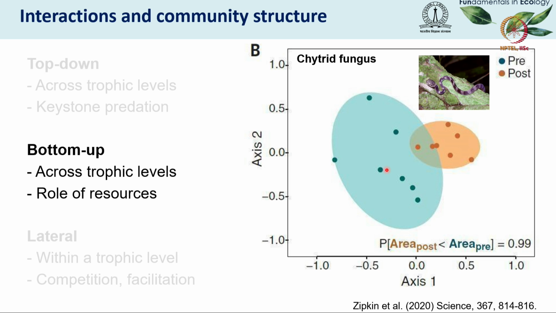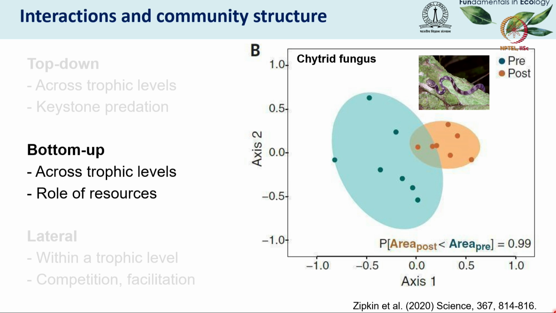Before chytrid fungus hits, what you've got is several snake communities that are quite different from each other. There's quite a lot of heterogeneity, quite a lot of variability in snake communities in this area before chytrid fungus hits. But after chytrid fungus hits, the snake communities start becoming more similar to each other, and they occupy a much smaller space. They're becoming homogenized. In the absence of the amphibians, the variability of snake communities from one location to the other has come down.